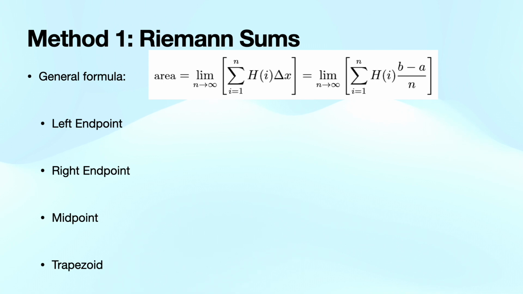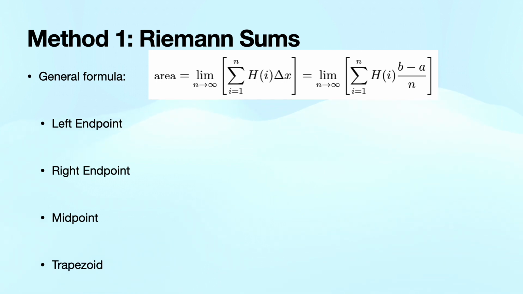As Ted said in class, we are adding up the area of many small rectangles with width delta x, which is just (b minus a) over n, and height h of i, which represents the height of the rectangle at the ith step. This is all evaluated as n approaches infinity so that the rectangles can fit to the curve.